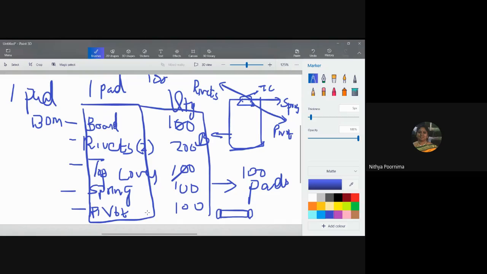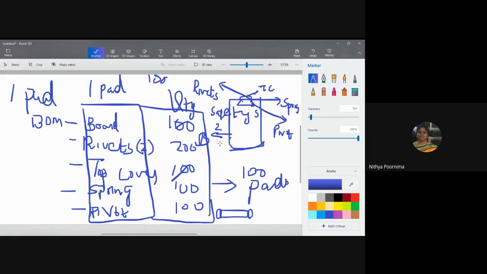Now this is the quantity which I need to produce for 100 pads. But for safety, I also need to keep something. Sometimes the spring can break. Sometimes while trying to rivet, some rivets can escape, right? For that, you need to keep some buffer stock or safety stock. Now, how are you going to estimate that? Boards, is there any chance of damage? It is very likely. So on the safety side, I will keep 2 extra, right?